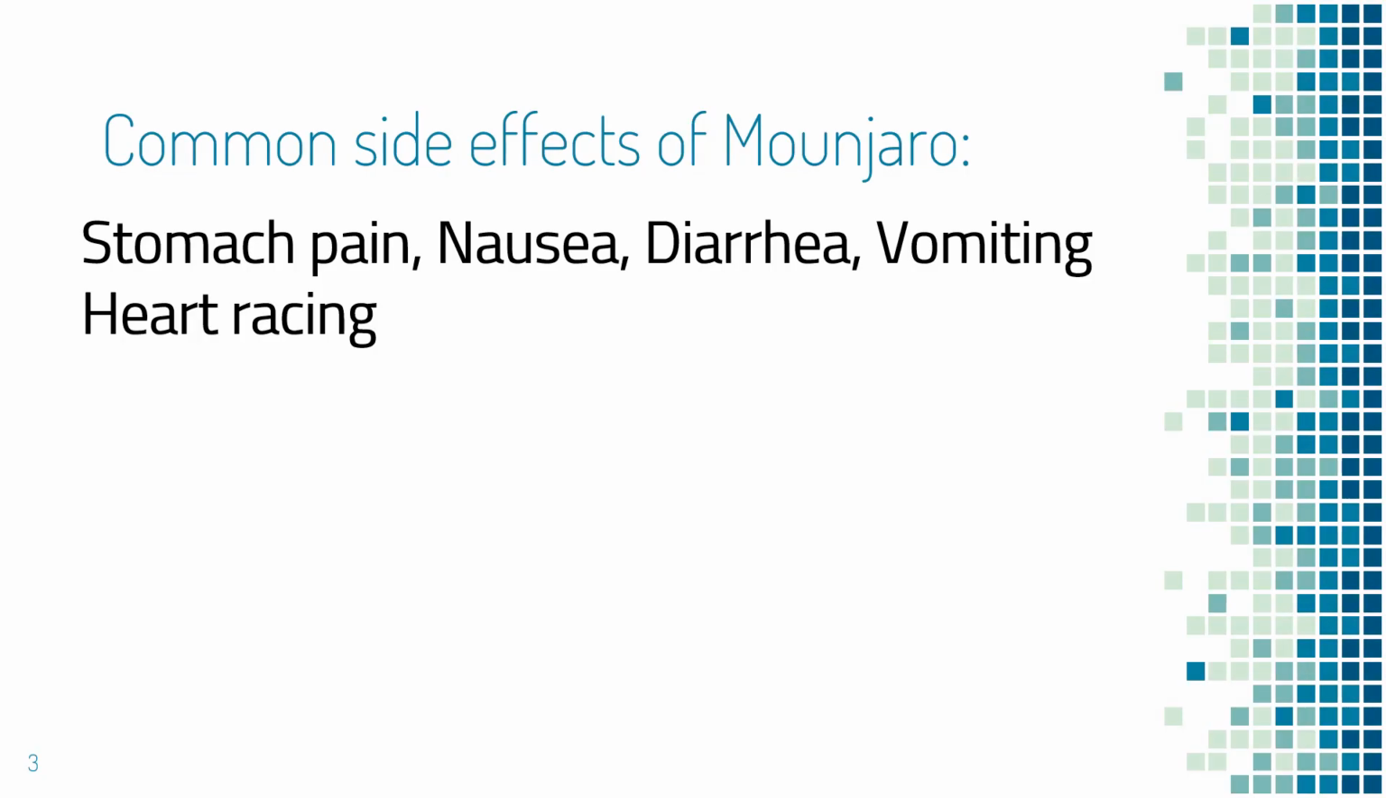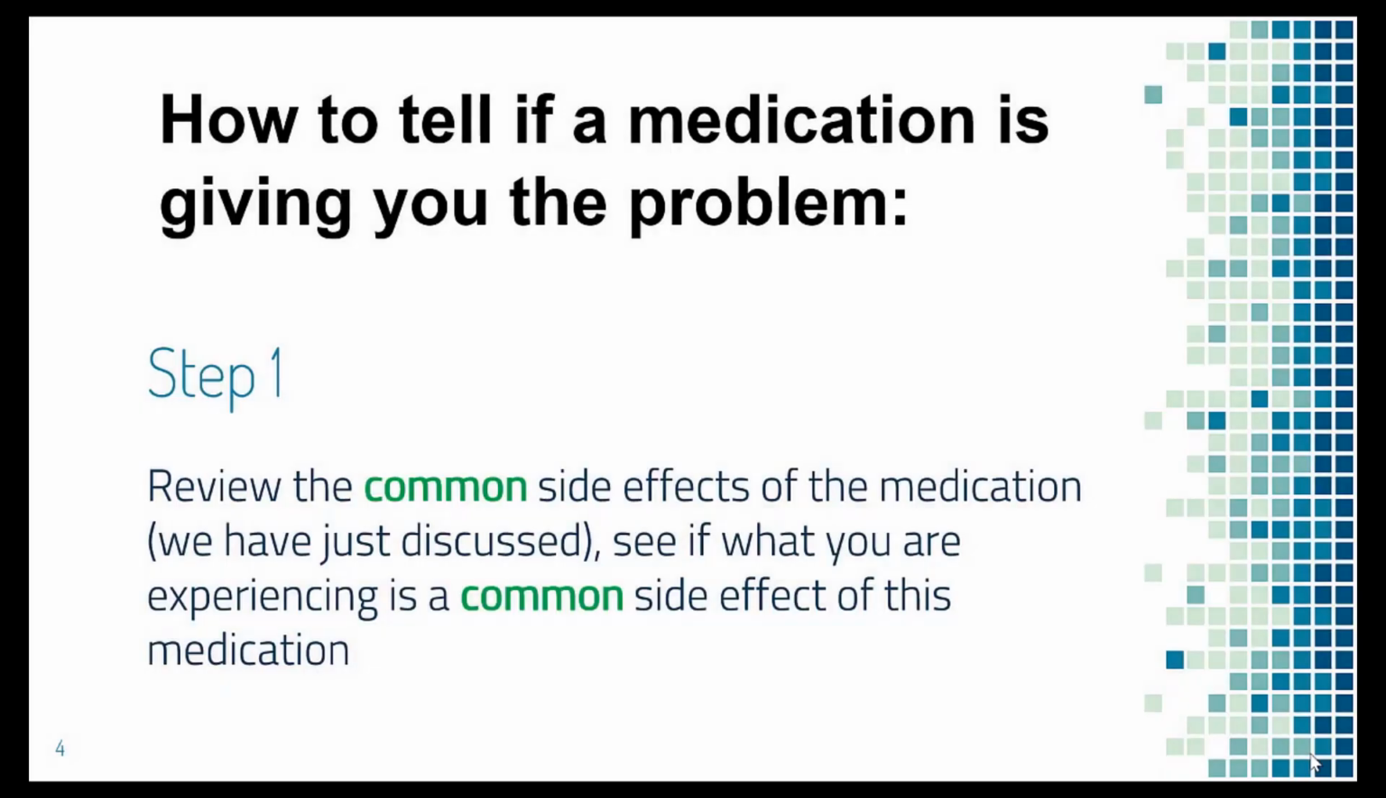The common side effects of Mounjaro are stomach pain, nausea, diarrhea, vomiting, and heart racing. Now let's talk about how to tell whether a medication is giving you the problem and what you can do. First of all, review the common side effects of this medication. Find out if what you're experiencing is a common side effect of the medication.